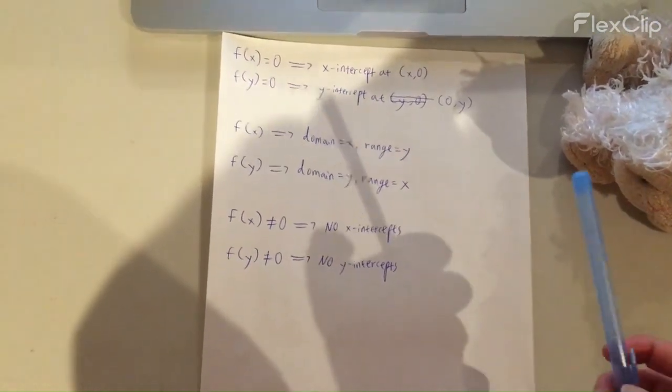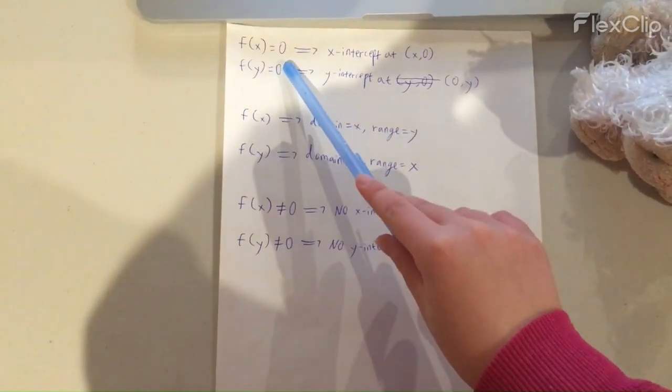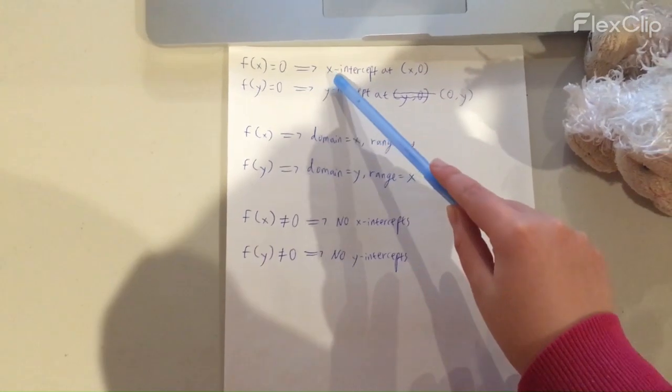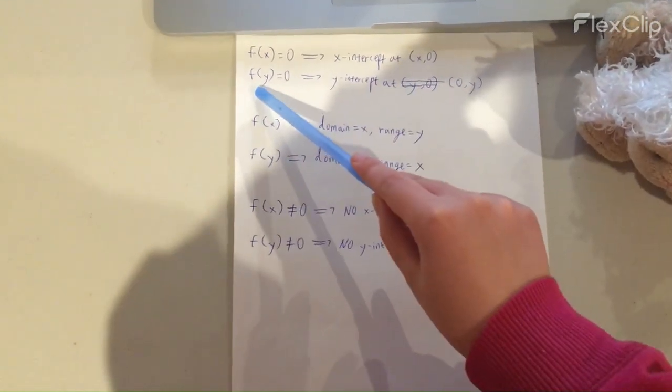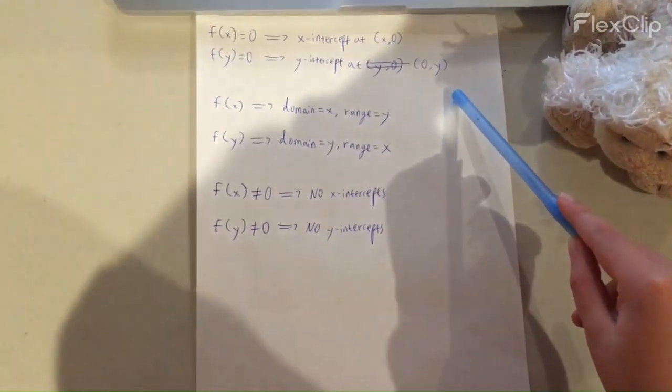Now let's discuss the x-intercept and y-intercept. For the equation f of x equals 0, when there is a point at f of x equals 0, that means that the x-intercept is at x, 0. And likewise, if f of y equals 0, then there's a y-intercept at 0, y.